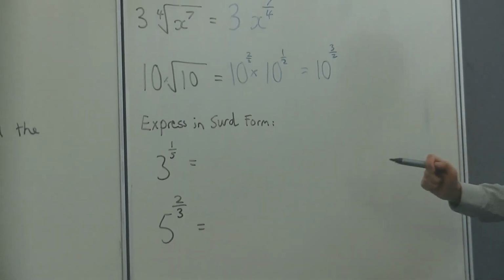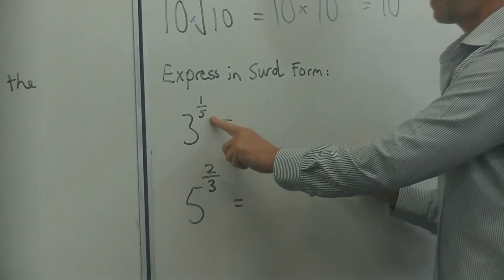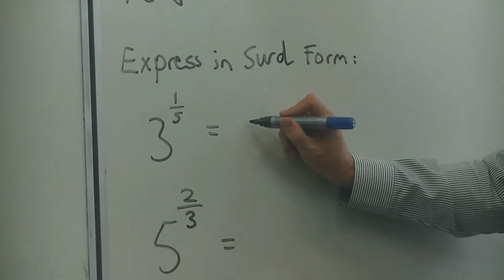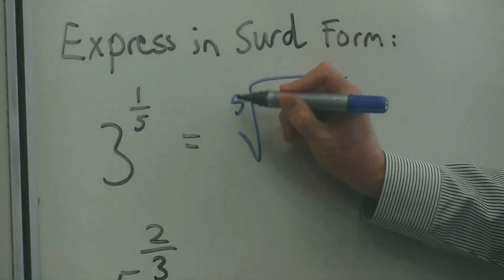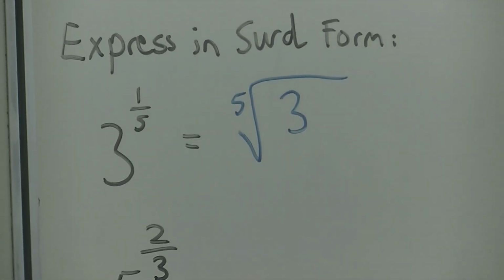Excellent. Now let's do it in reverse, expressing surd form this time. So 3 to the power of 1/5. That means it's the 5th root. So it's the 5th root of 3. And that's it. That was easy, wasn't it?